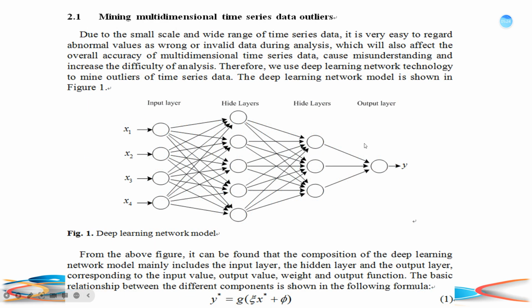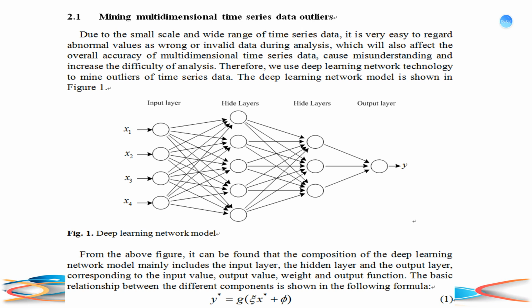2.1 Mining multidimensional time series data outliers. Due to the small scale and wide range of time series data, it is very easy to regard abnormal values as wrong or invalid data during analysis, which will also affect the overall accuracy of multidimensional time series data, cause misunderstanding, and increase the difficulty of analysis. Therefore, we use deep learning network technology to mine outliers of time series data.